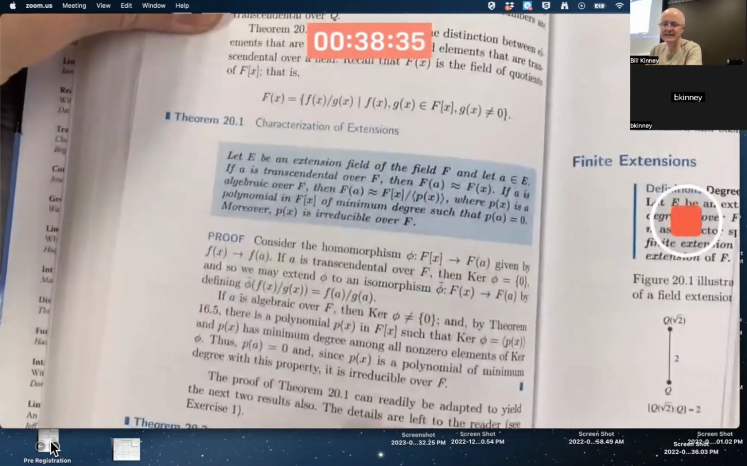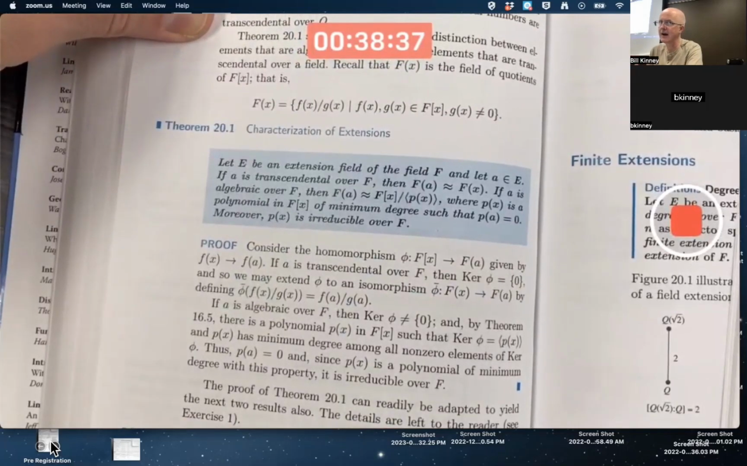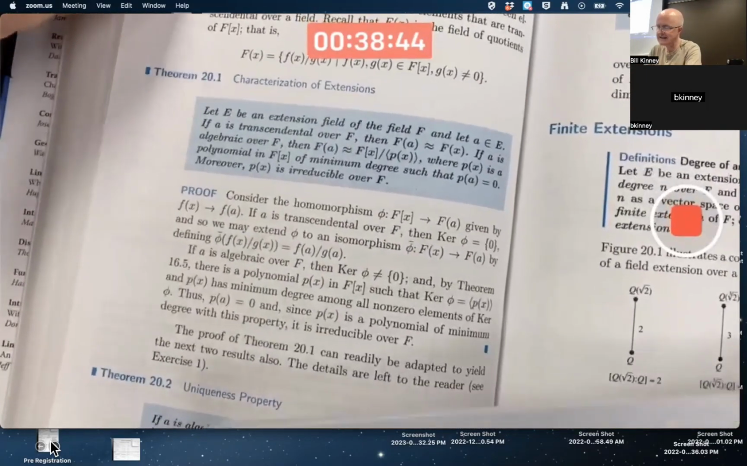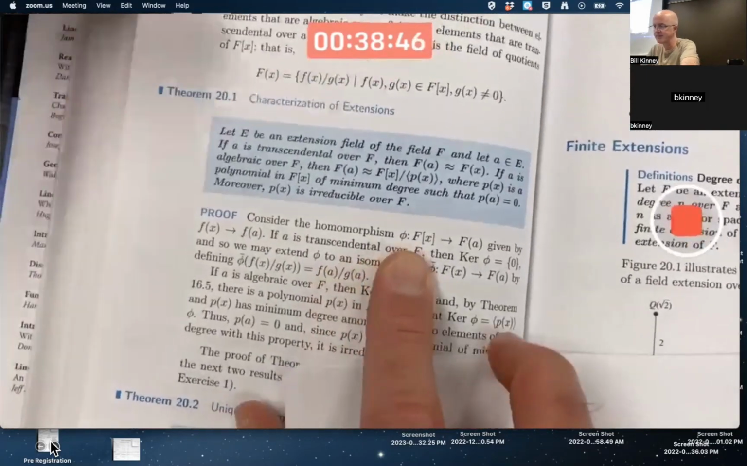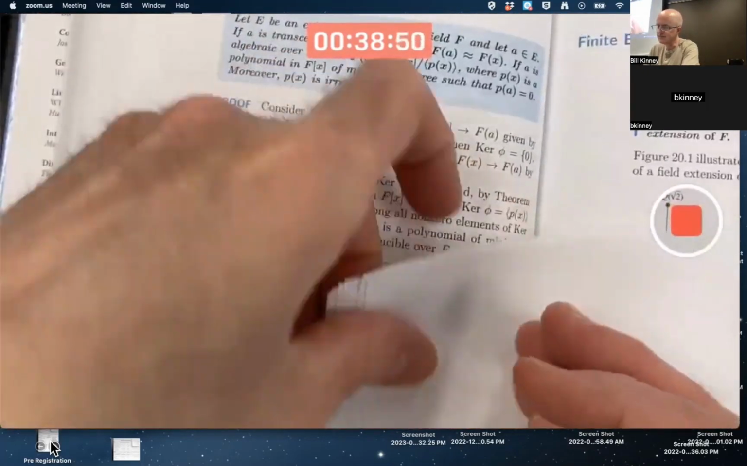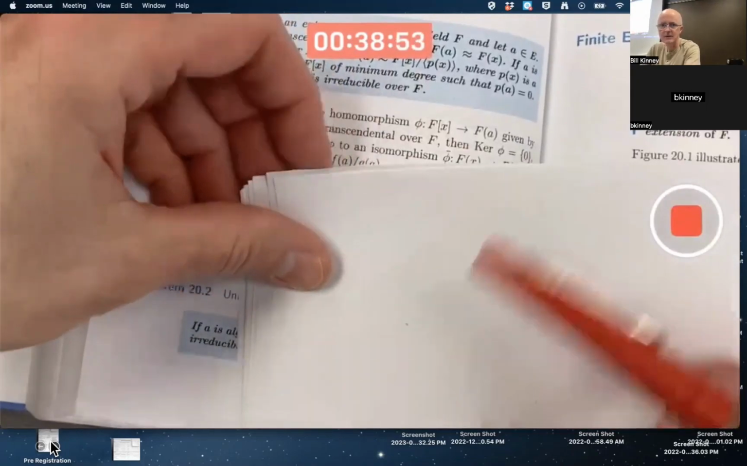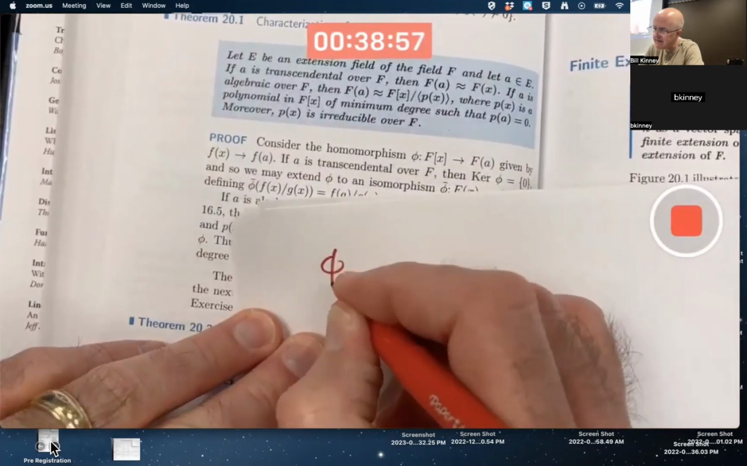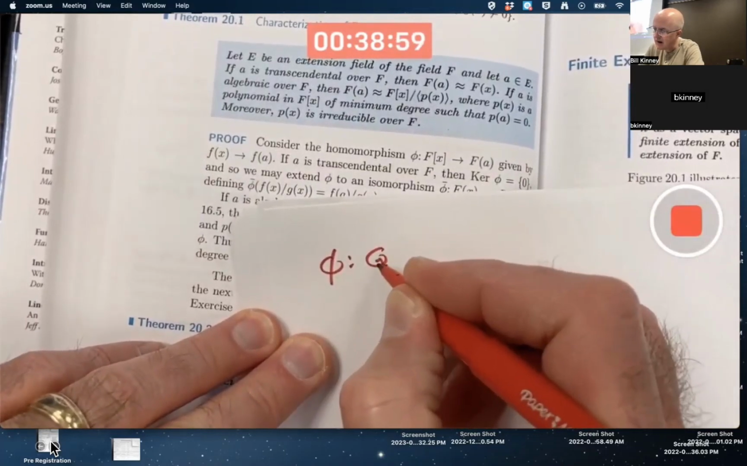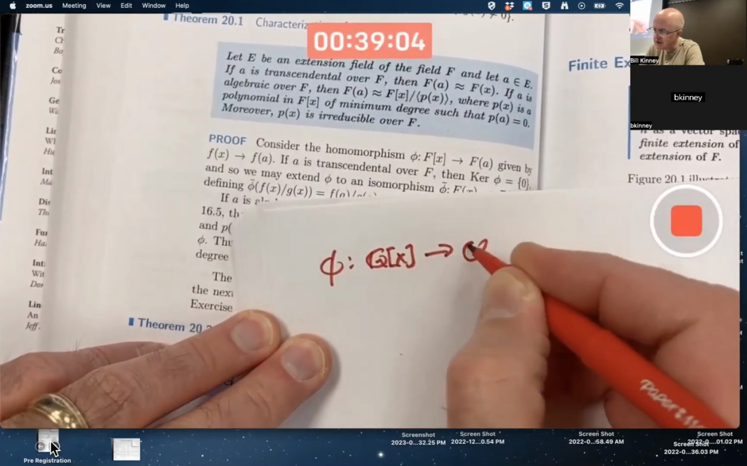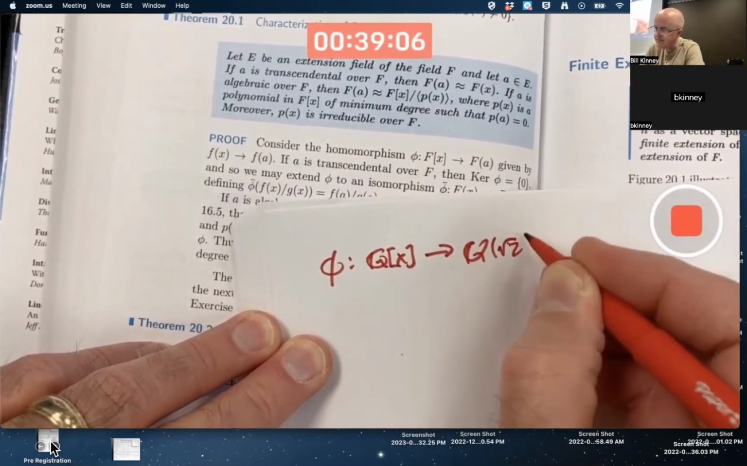Okay, and the proof is similar to what I was thinking about in class on Wednesday, but I made some mistakes in thinking about it. Let's think about this proof in the context of our example. So they say, consider the ring homomorphism F[x] to F adjoin A. So for our example, that ring homomorphism would be from Q[x] to Q adjoin root 2.